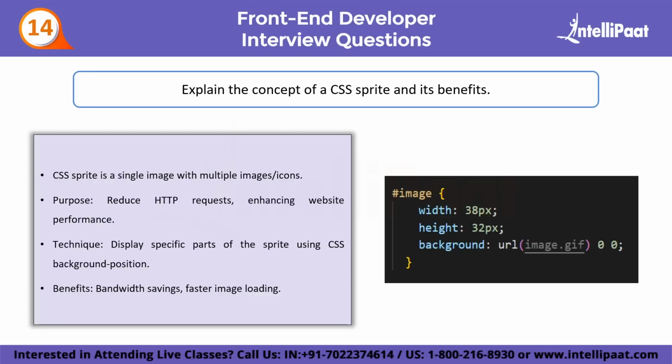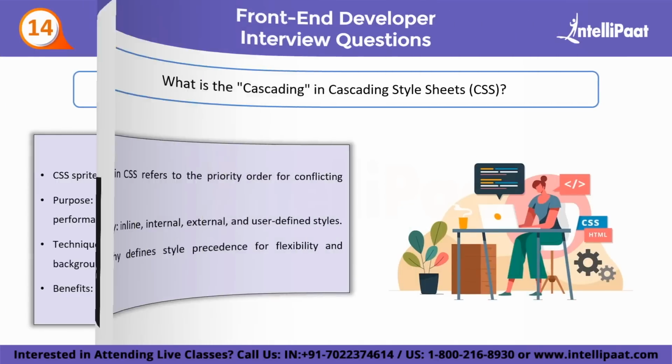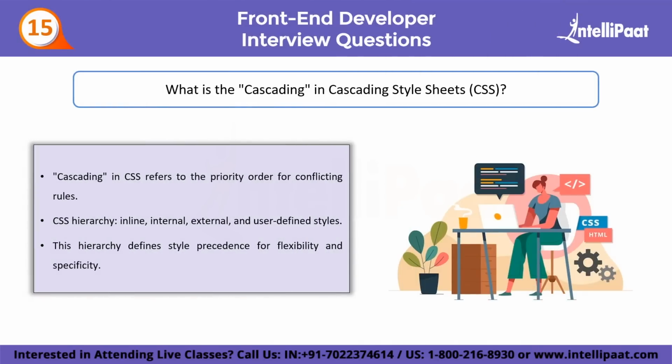It also provides caching benefits, like browsers can cache a single sprite image, which means subsequent visits to the website may not require downloading the sprite again. This further improves loading time for the returning visitors. By using sprites, you simplify your CSS and HTML. You only need to manage one image file and one set of CSS rules, making your code easier to maintain. Now the next question in our list is, what is the cascading in Cascading Style Sheets?